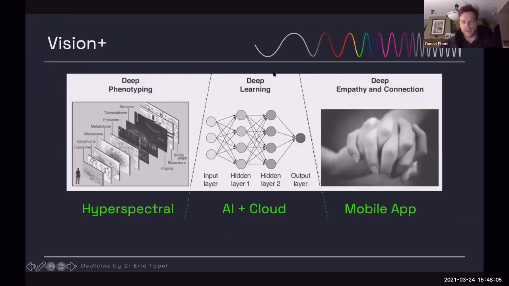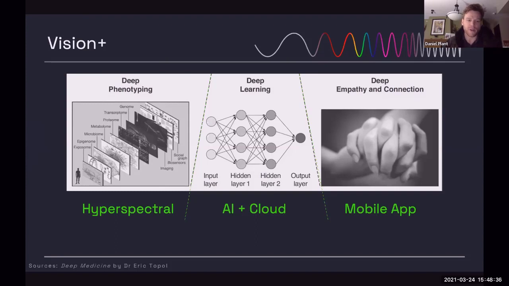So this is our vision for how this could work. This is adapted from a book by Dr. Eric Topol called Deep Medicine. And there's many new sensing and phenotyping technologies coming online that are enabling this new approach to medicine. I believe, and I'm sure many of you agree, that hyperspectral is one such technology with incredible promise.